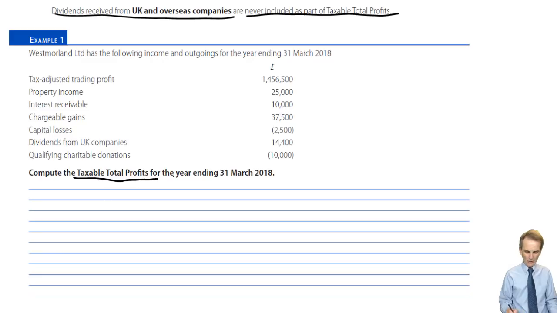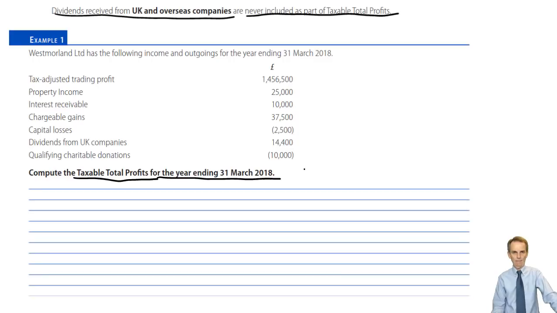So to finish this chapter off, we've got a nice simple little example where you've been asked to compute the taxable total profits for the year ended 31st of March 18. Now again, all this is doing is to test you, do you know your basic structure of the corporate tax computation? An exam question is going to get you to compute one or more of these figures for yourself. That one, the tax-adjusted trading profit. In an objective testing question, you may be given that figure because it then goes on to ask you to calculate the corporation tax and maybe even when you have to pay that tax.